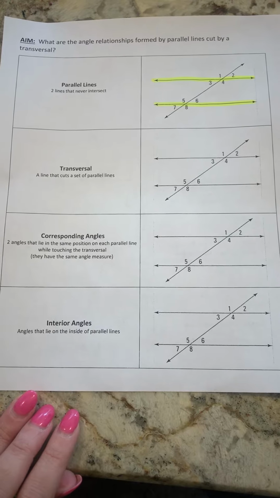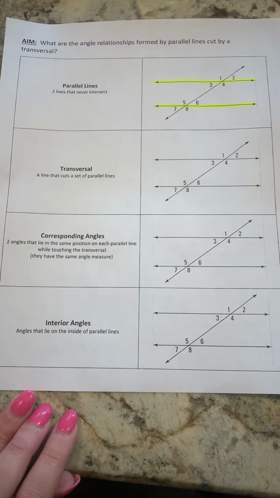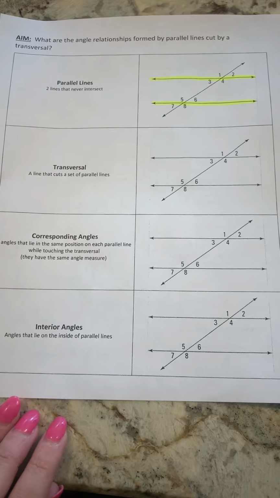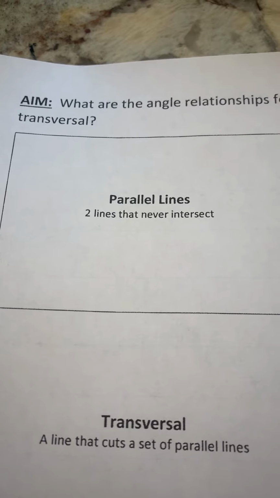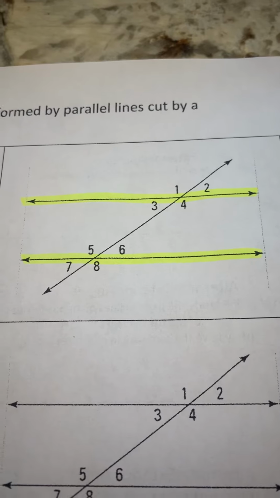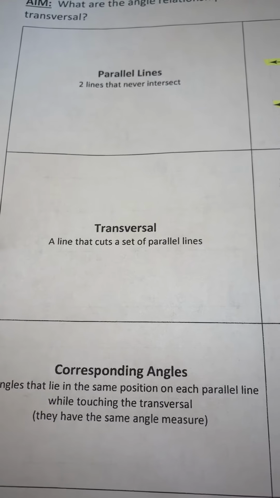Today's lesson we are going to look at angle relationships that are formed by parallel lines cut by a transversal. In order to do that, we first have to define what parallel lines are. If you look at number 1, it says parallel lines are two lines that never intersect. So you can see that those are the two parallel lines that I've highlighted here. They don't intersect. The transversal is a line that cuts the set of parallel lines.